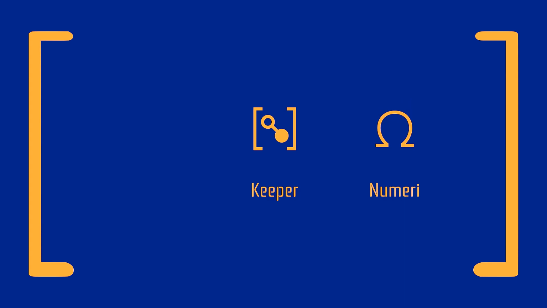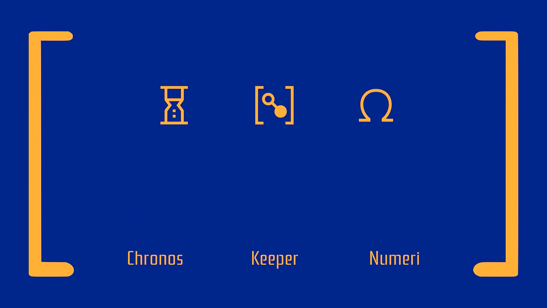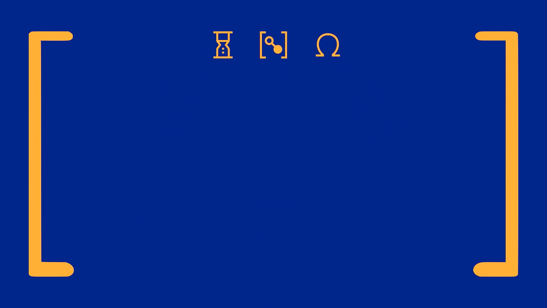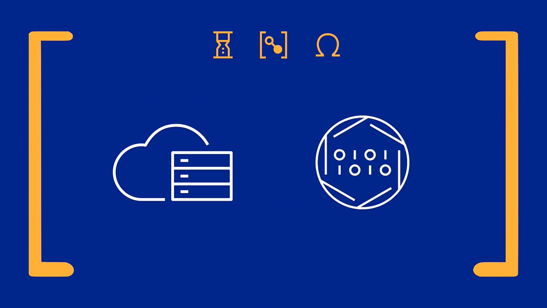Listopia consists of three powerful elements. Keeper, which handles all types of data. Numeri, specifically for numbers. And Chronos, designed for dates. Each one has been designed to efficiently store and manipulate lists.